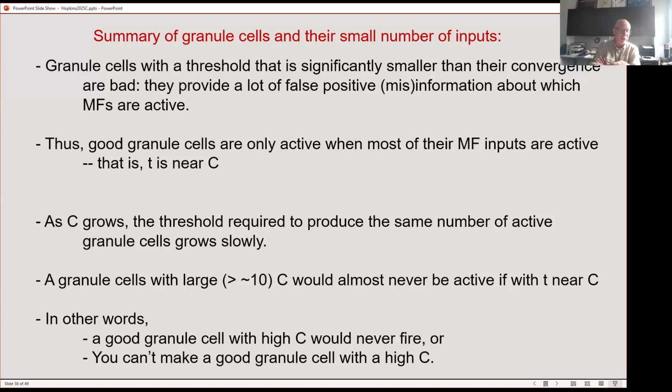The thing is, as C grows, the threshold required to produce a sensible amount of granule activity grows slowly, so granule cells with convergences greater than, say, 10 or so would almost never be active given the amount of mossy fiber activity we can sensibly imagine. So in simple terms, a good granule cell with a high convergence would never fire; you can't make a good granule cell with a high convergence. You just combine these two things: good granule cells need their threshold to be near convergence, and you can only do that when convergence is low.